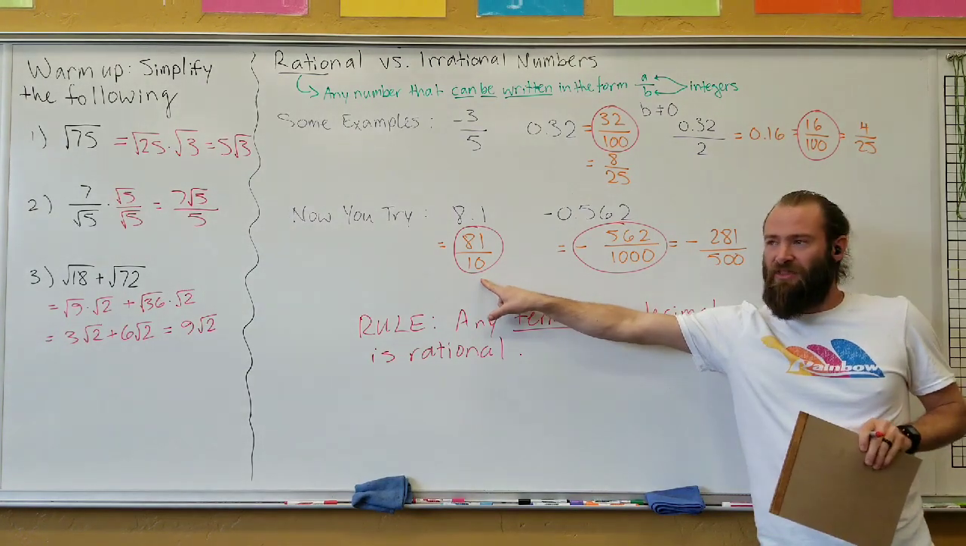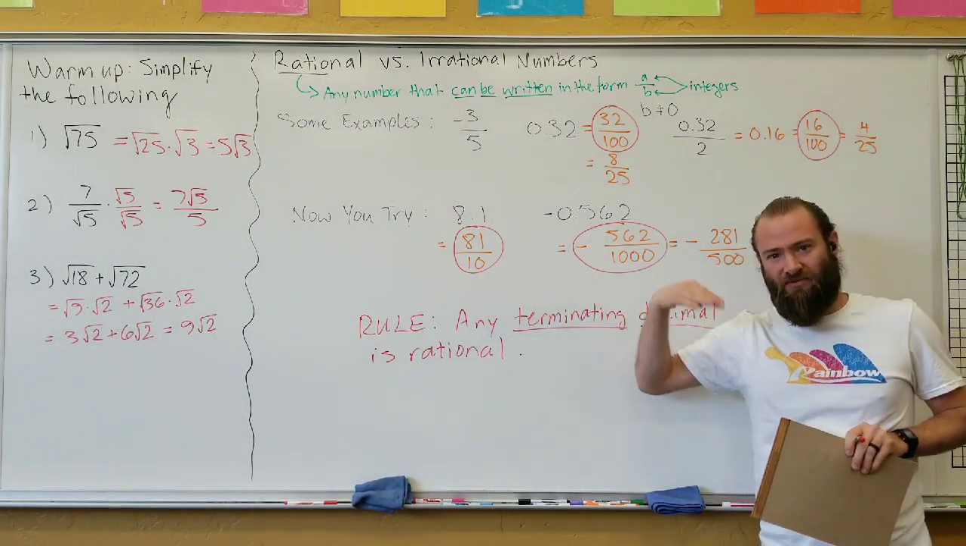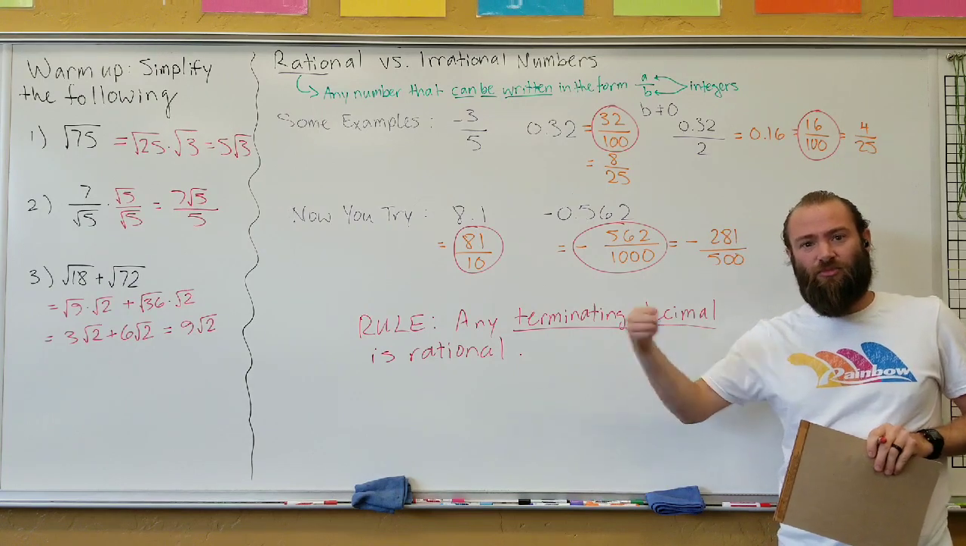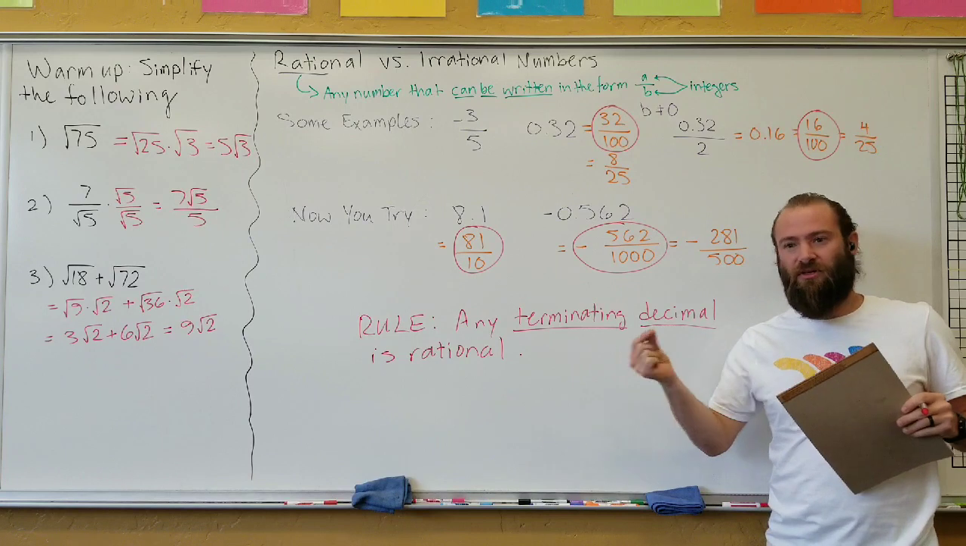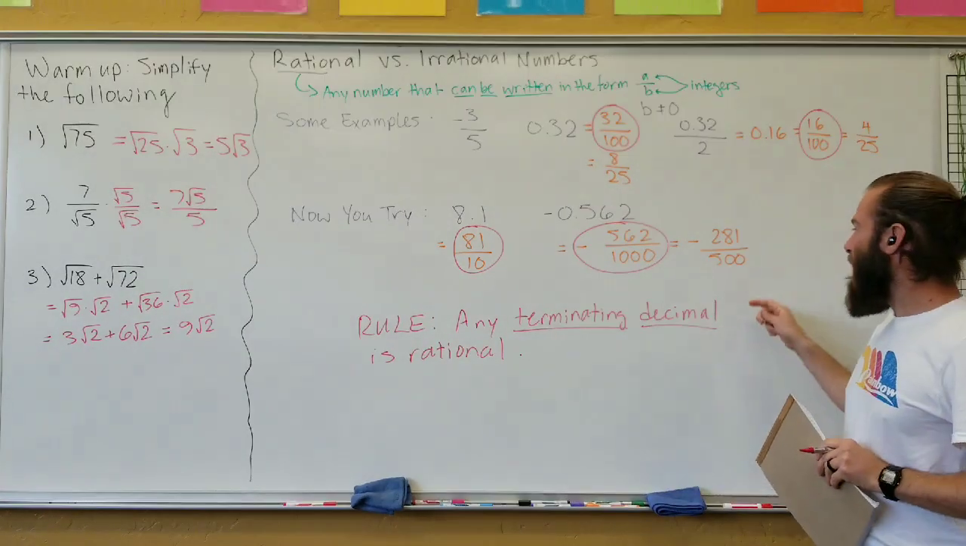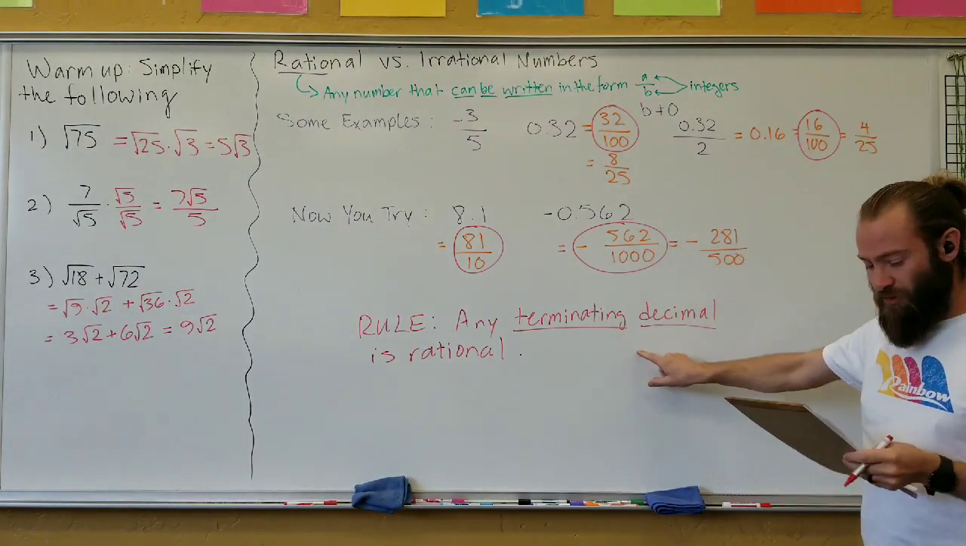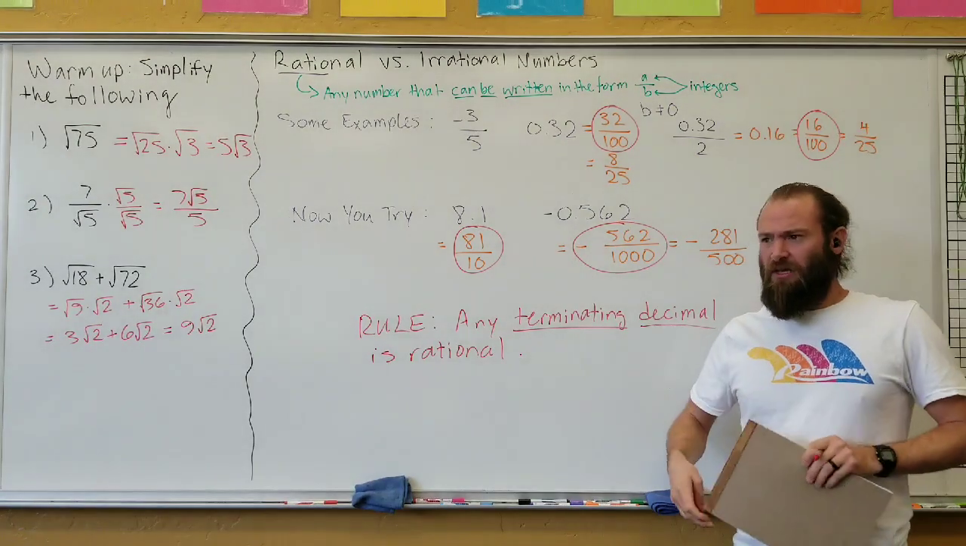And if you think about that, it makes sense, right? Because when we divide by a power of 10, it doesn't literally move the decimal, but we see that the decimal point shifts. And so that's an important rule about rational numbers.